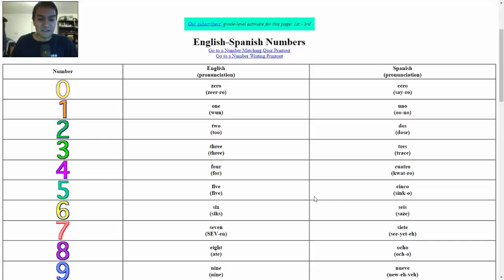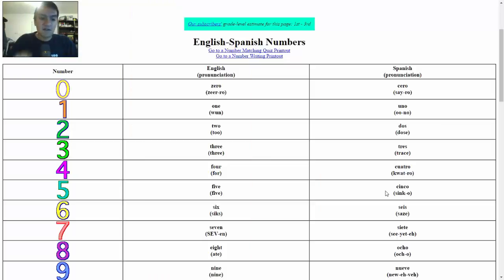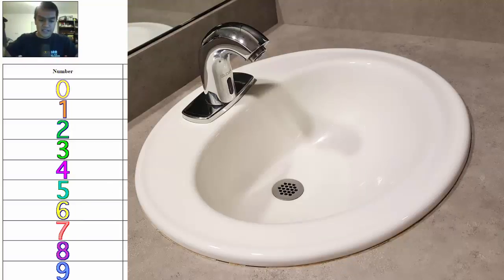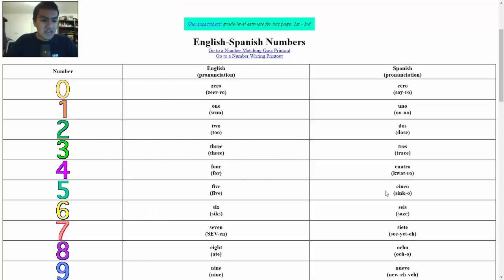Okay, next one, 5. 5 in Spanish is cinco. And so for me, I think of sink, right? Cinco, sink. So I'm going to see a sink. And then 5 is hive. So maybe I see the sink and I go to it to wash my hands and I turn it on, nothing comes out. But all of a sudden, boom, a big hive comes out and bees start going everywhere. So that's what I see for 5, cinco.